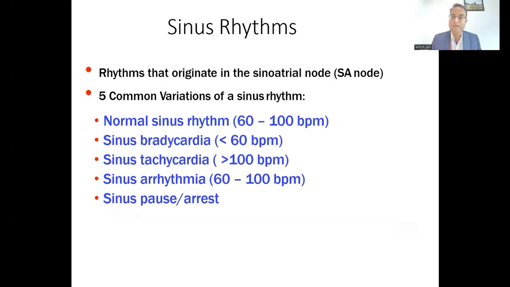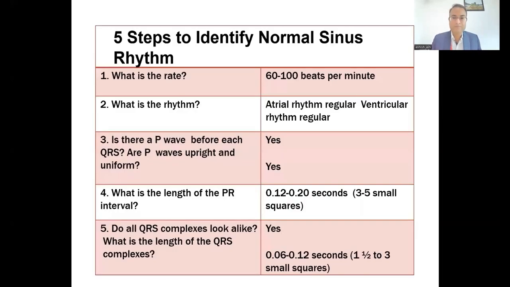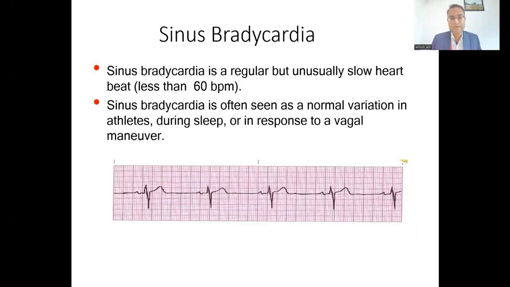The normal heart rate, or the normal sinus rate, is 60 to 100. Sinus bradycardia is called when the heart rate is less than 60, tachycardia when the heart rate is more than 100, and there is cardiac pause or sinus arrest also seen. When we call it normal sinus rhythm, it means that each and every QRS complex is coming at a regular interval. A normal P wave is present, followed by a QRS complex, the PR interval is normal, the QRS interval is normal, and the RR interval is also normal.